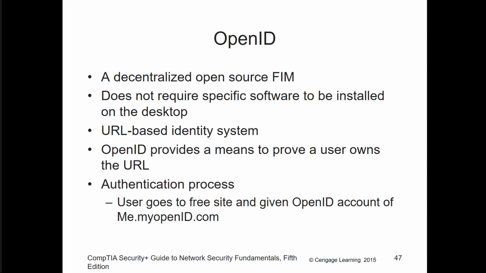OpenID is a decentralized open source FIM. It doesn't require specific software. It is URL based. OpenID provides a means to prove a user owns the URL. Authentication process, basically the user will go to a free site and be given an OpenID account like me.myopenid.com. That will be your unique ID, your unique URL and ID, and that will allow you to verify that you are you.